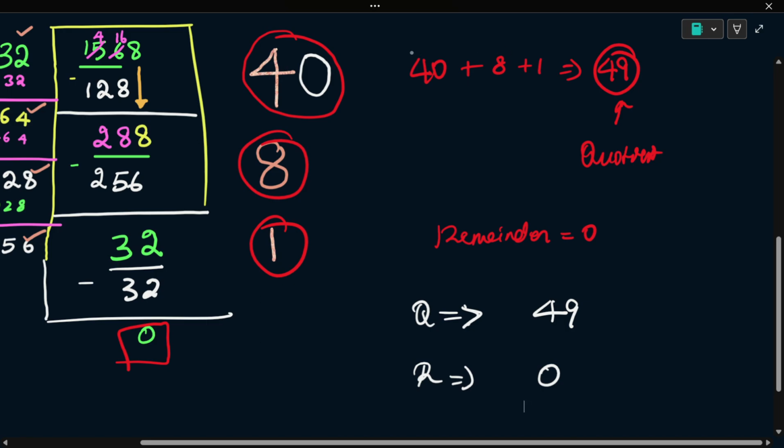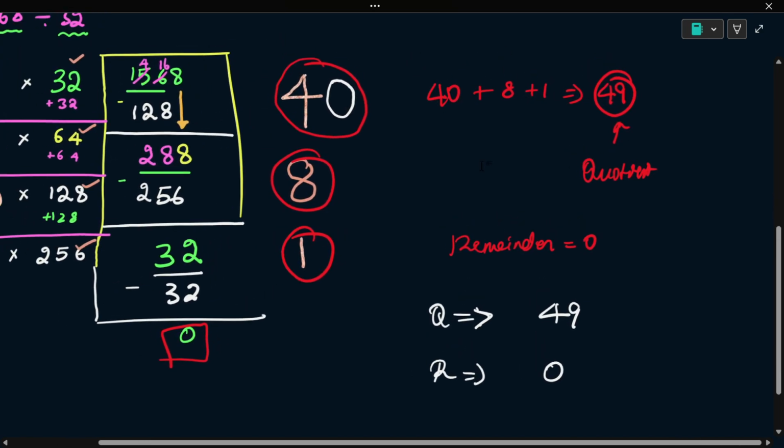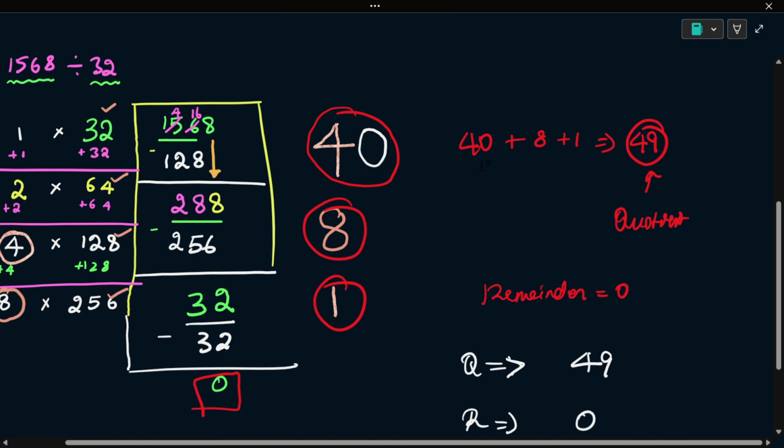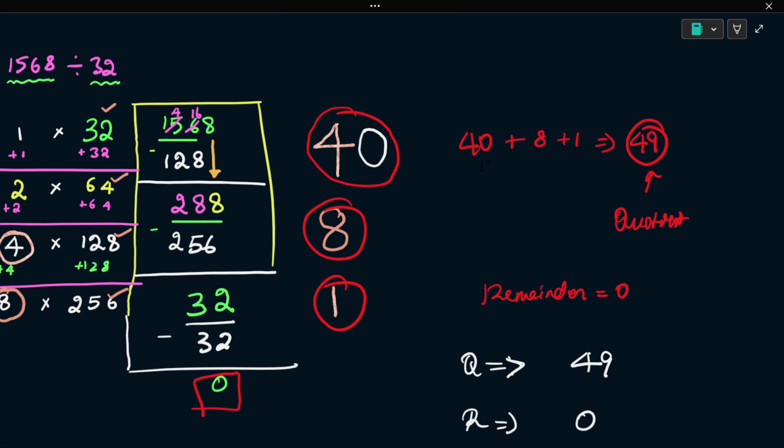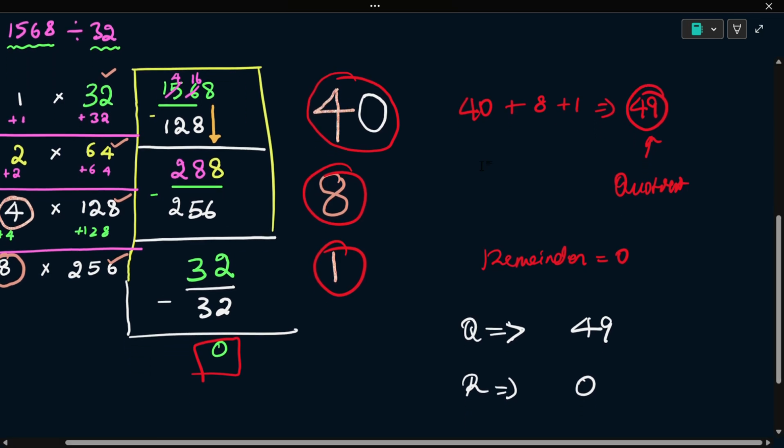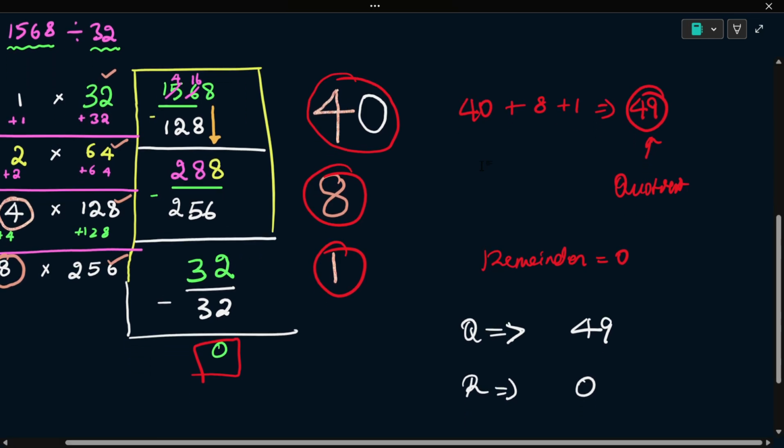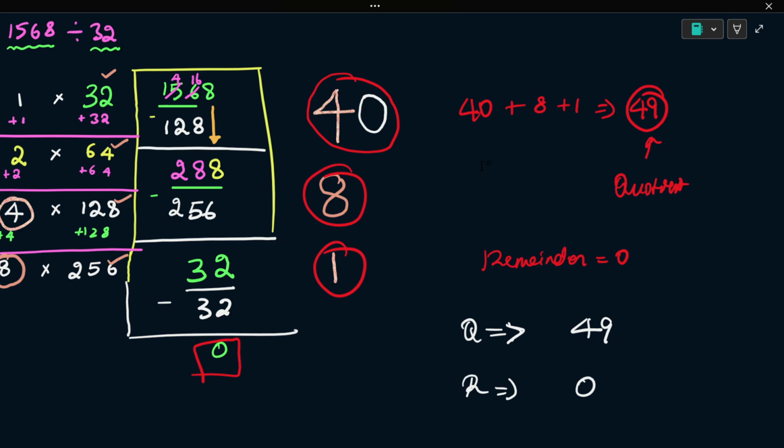Okay, so the divisor is 32, the dividend is 1568. You can verify by cross-checking your answer with a calculator if you have any doubt. So if you multiply 49 with 32, you need to get 1568. Okay, so if you multiply 49 into 32, you'll be getting 1568 as your answer. So this is how you do the division without the help of a calculator.